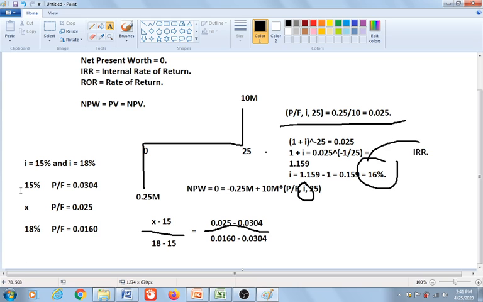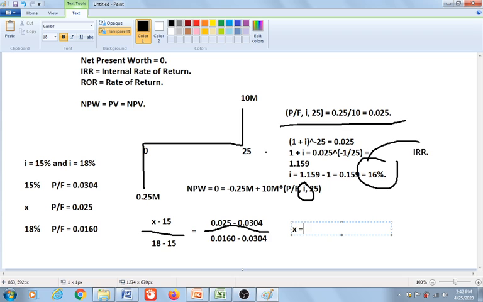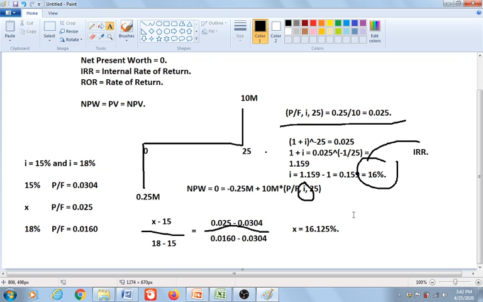So X minus 15 over 18 minus 15 equals 0.025 minus 0.0304 over 0.0160 minus 0.0304. And when you solve this equation, you're gonna have X equal 16.125%. Okay, so see that, the solution is almost the same. So the rate of return is 16%, but which one is more accurate?